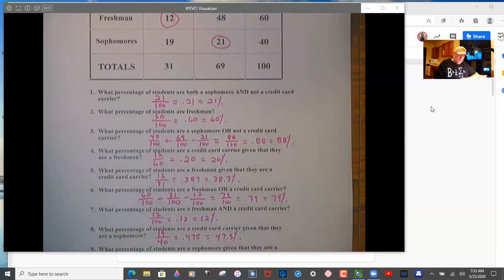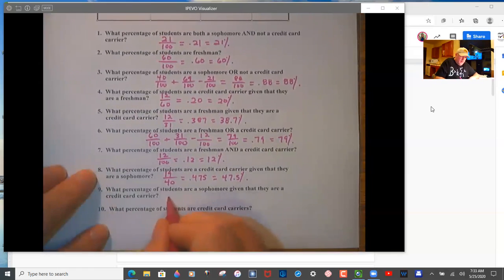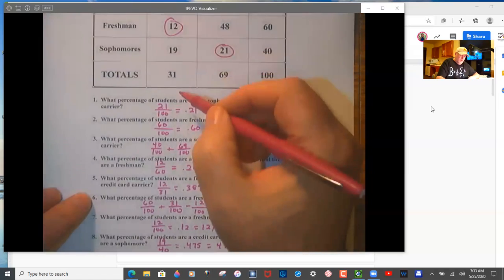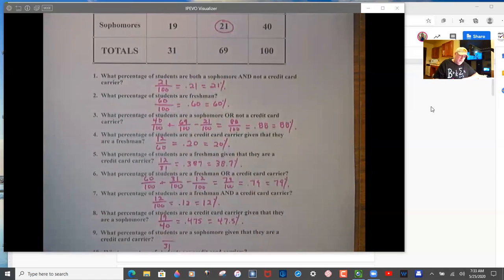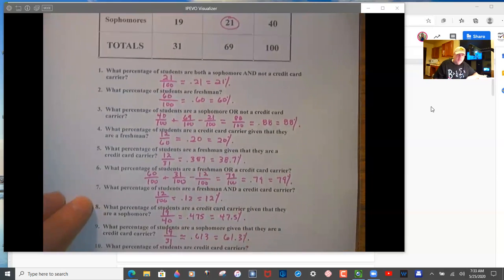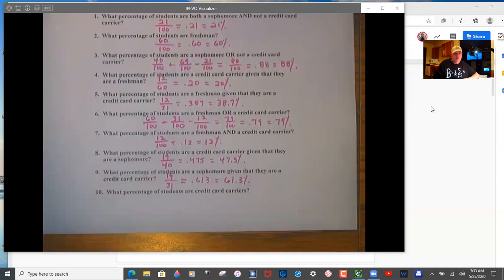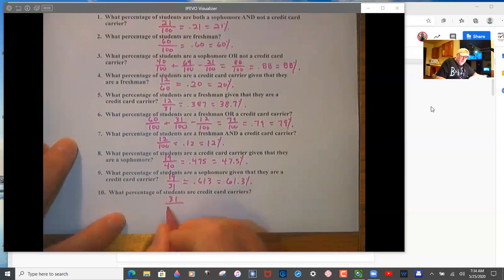Problem 9: what percentage of students are a sophomore given that they are a credit card carrier? 31 has got to be the bottom, and then that they are a sophomore, so 19. Again, round that to the nearest tenths place, so we want to go 3 places with the decimal. So 61.3%. What percentage of students are credit card carriers? You just look at the total there, 31, out of 100.